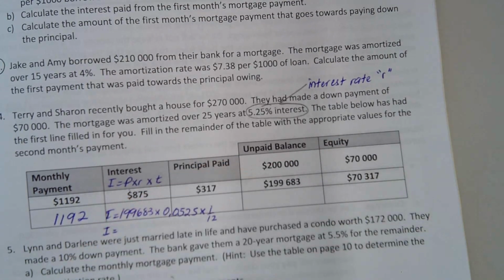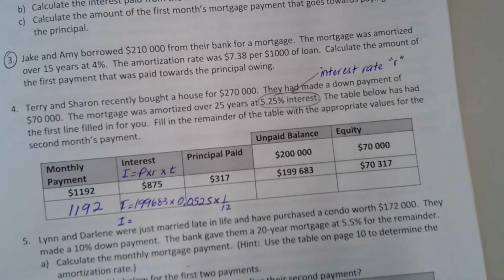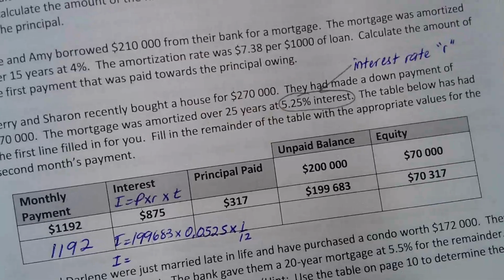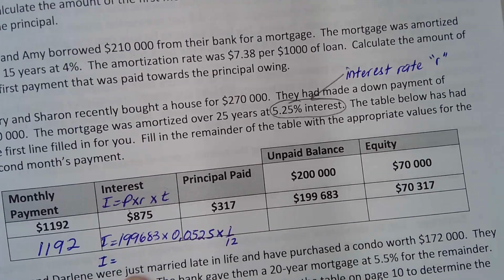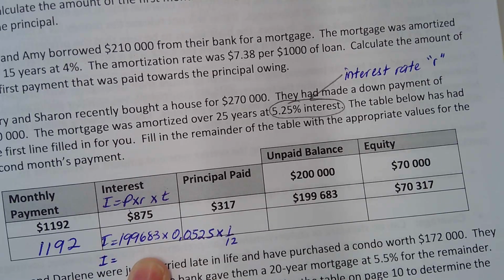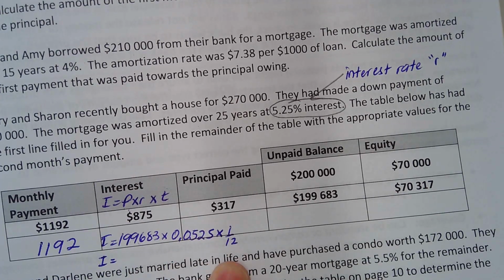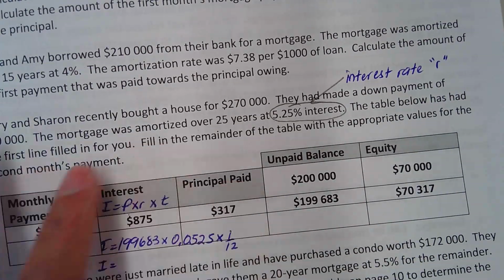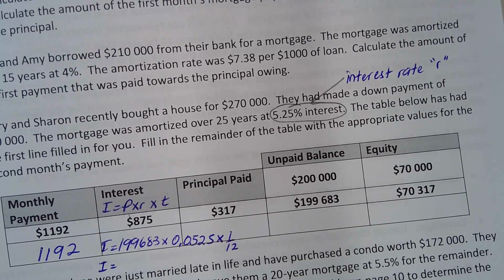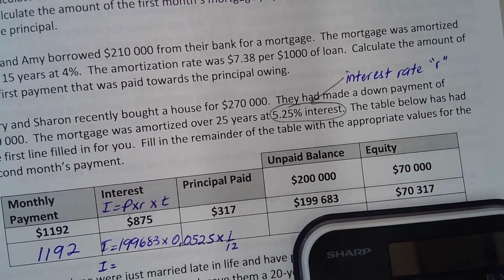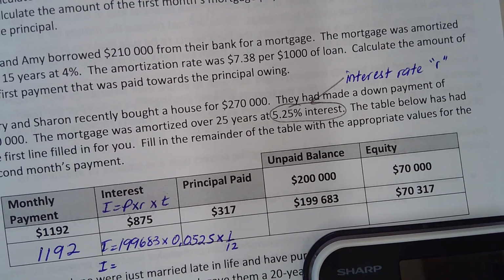Is everyone okay with that one? So P, 199,683. Interest rate, that's the percent. And then the time is 1/12. Okay. I just don't want to put the number in and then you go home, you don't know what to do with this one. So let's do that. 199,683 times 0.0525 times 1 divided by 12.